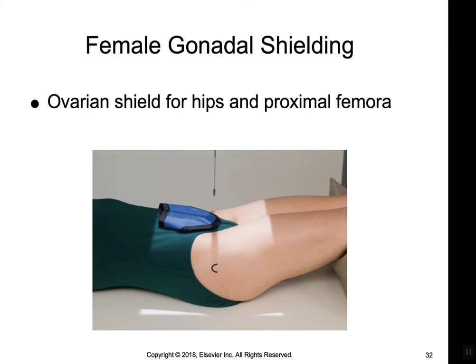Here's another one, the ovarian shield for hips and proximal femora. Depends on what you're looking at. You can shield the patient, but again, you take the risk of cutting off important anatomy, so a lot of people just don't use it.